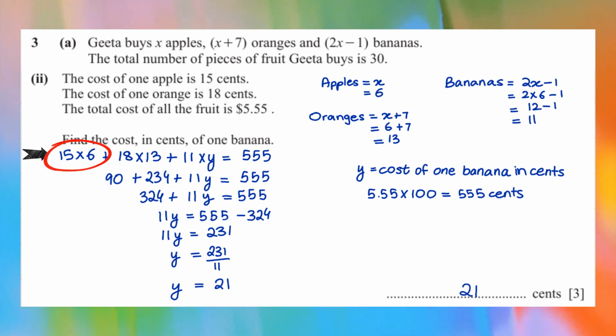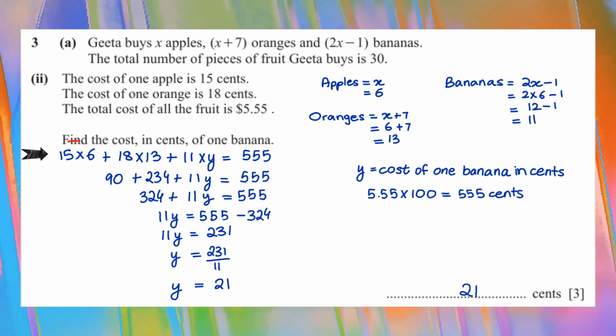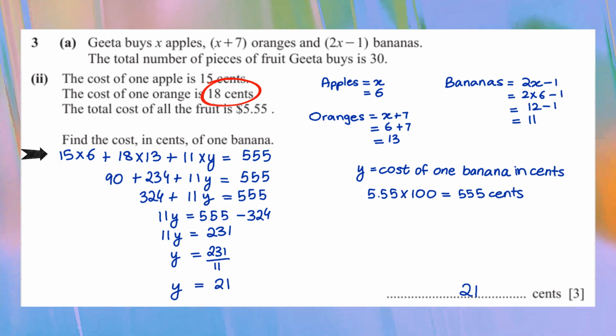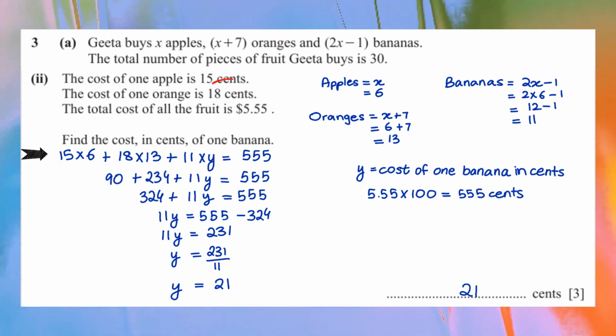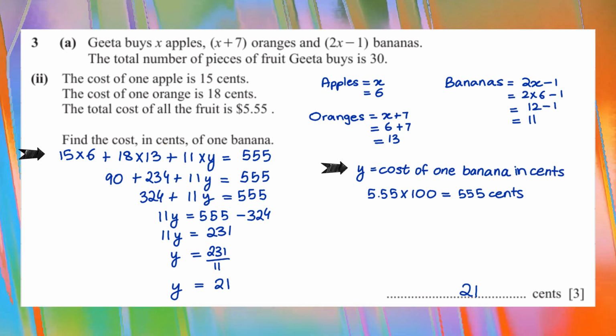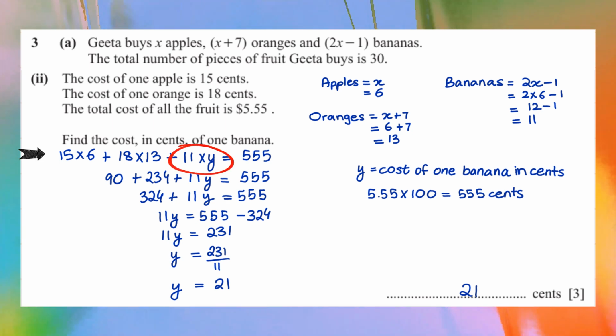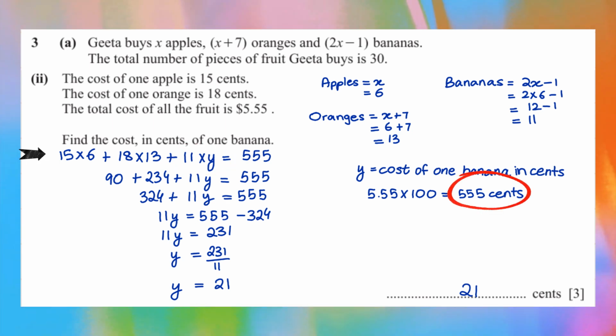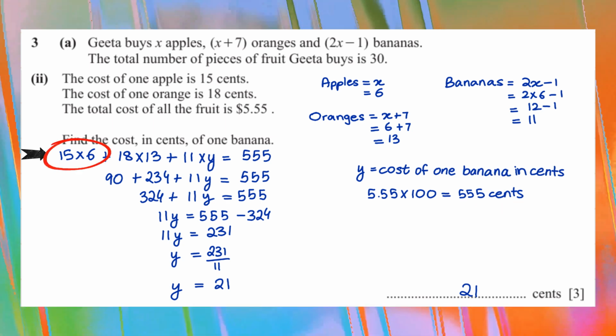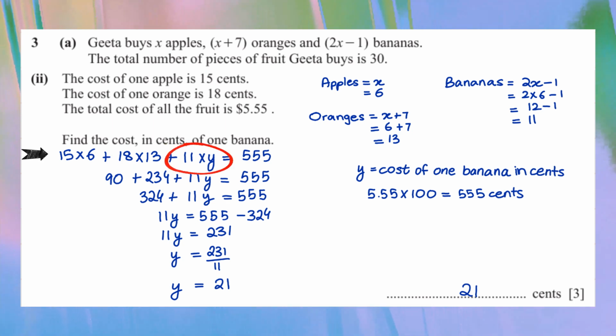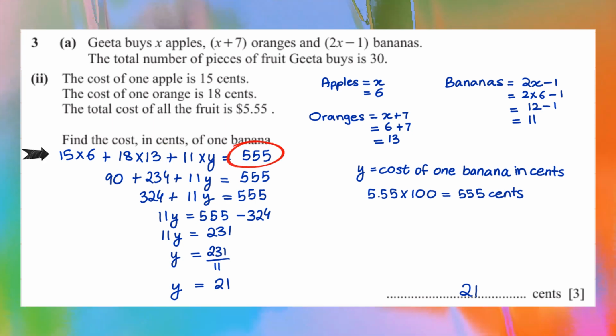We know that the cost of 1 apple is 15 cents. This means that the cost of 6 apples is 15 cents into 6. Similarly, we also know the cost of 1 orange is 18 cents, so the cost of 13 oranges is 18 cents into 13. We know the cost of 1 banana in cents is y, so the cost of 11 bananas is 11 into y cents. Since the total cost of all these fruit is 555 cents, this means that 15 into 6 plus 18 into 13 plus 11 into y equals 555.